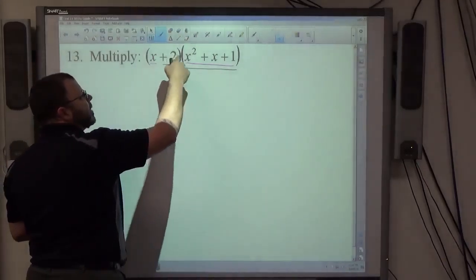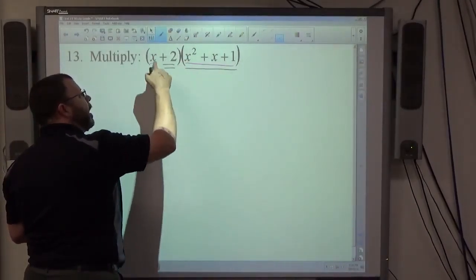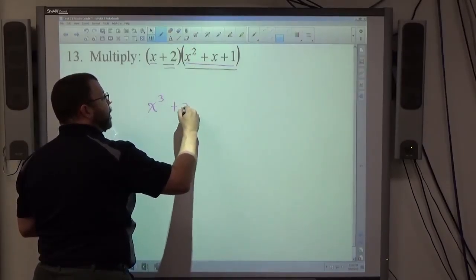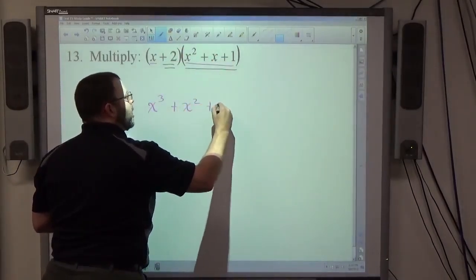So, x times x squared makes x cubed. X times x makes plus x squared. X times 1 makes plus x.